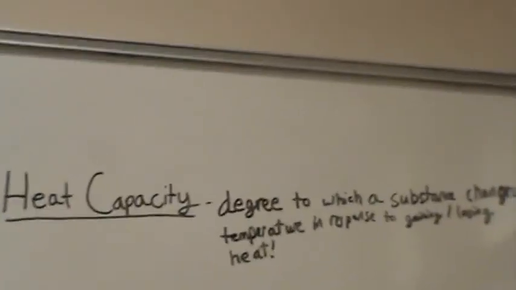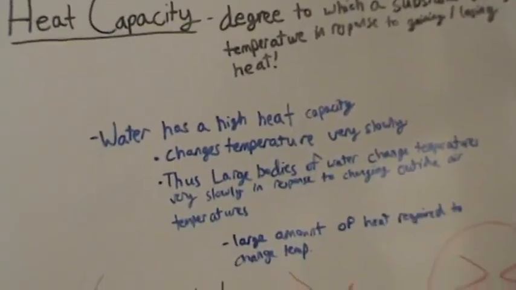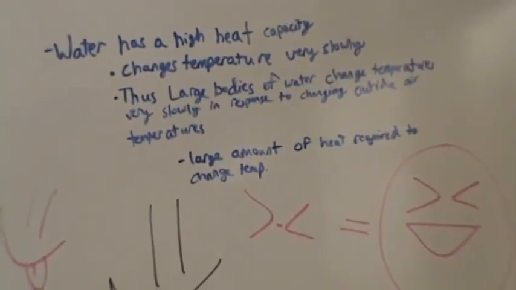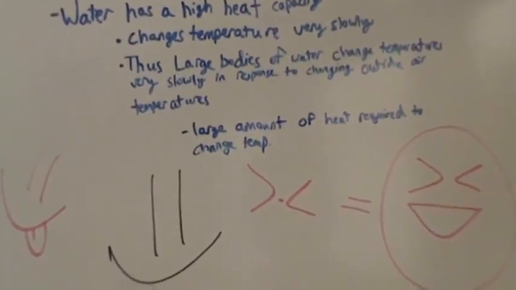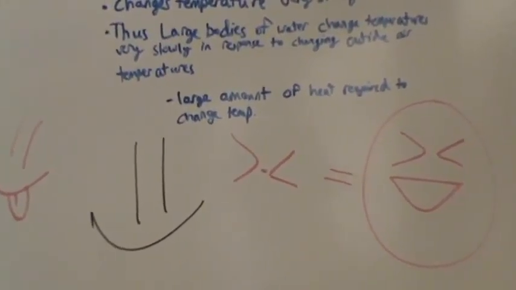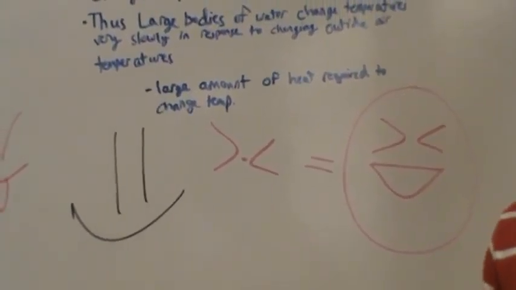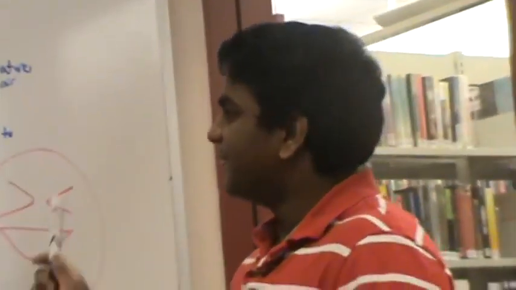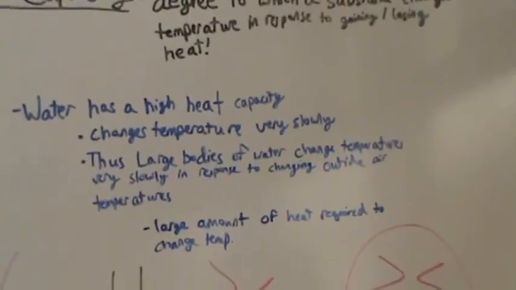Heat capacity is the degree to which a substance changes temperature in response to gaining or losing heat. Water has a high heat capacity. It changes temperature very slowly. A large body of water changes temperature very slowly in response to changing outside air, because it takes so much longer for water to absorb or give off all of that energy. So a large amount of heat must be required to change temperature, whether that's boiling or freezing.